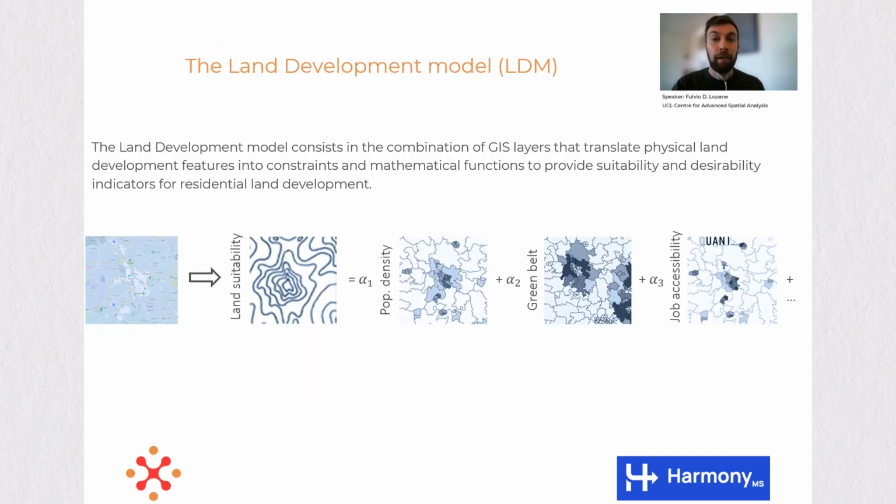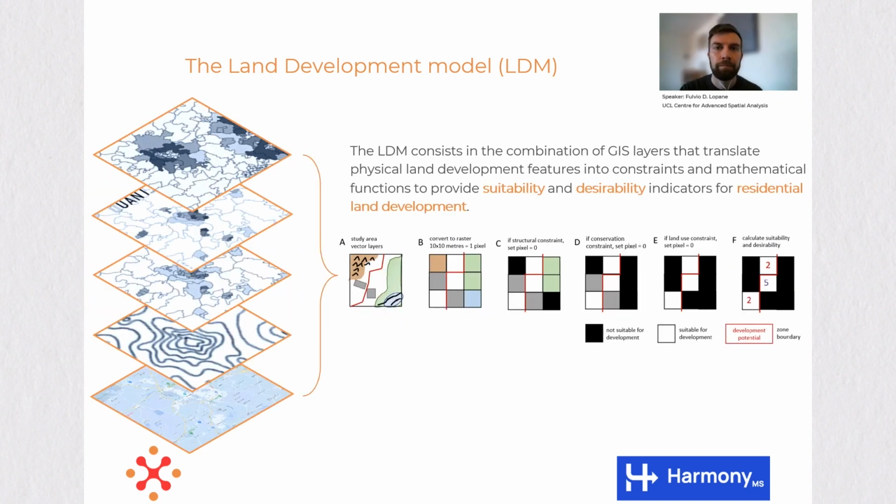The land development model consists in the combination of different GIS layers, translating physical and development features into constraints and mathematical functions to provide suitability and desirability indicators for residential land development. The idea here is to combine the different layers and overlap them, first of all rasterizing them and matching their geometries, and then translate that information into mathematical functions that could be either linear or Boolean according to whether the layers are representing constraints or accessibility or desirability indicators.